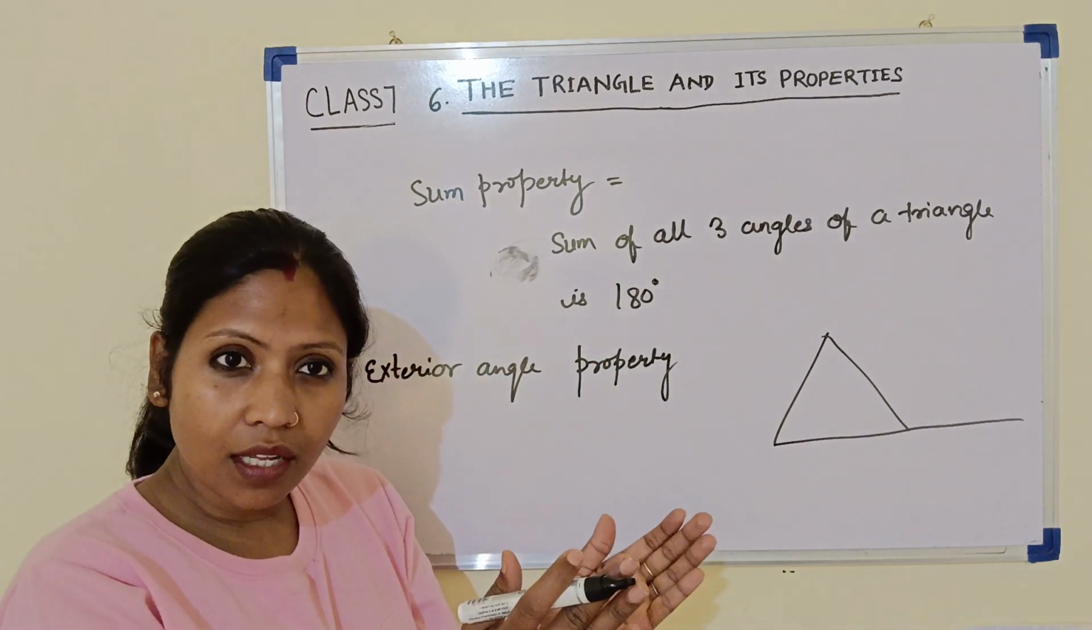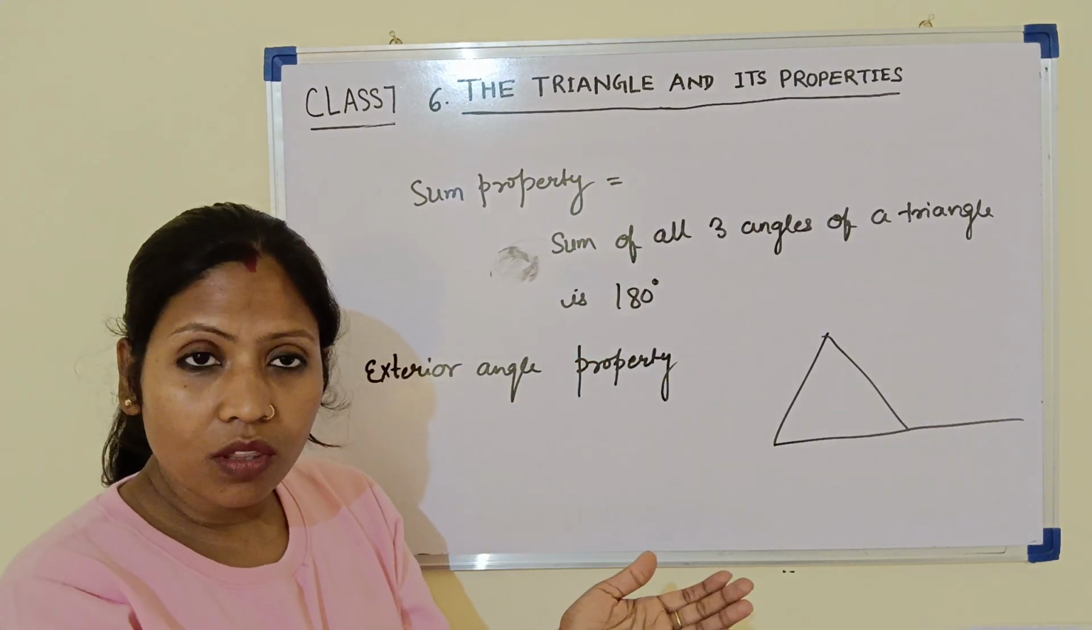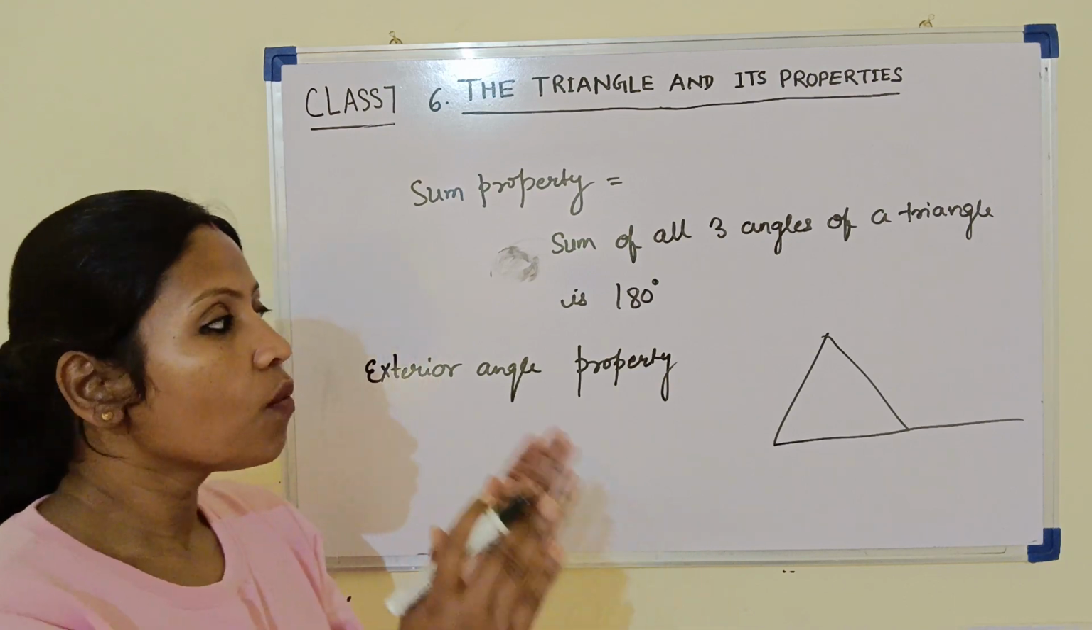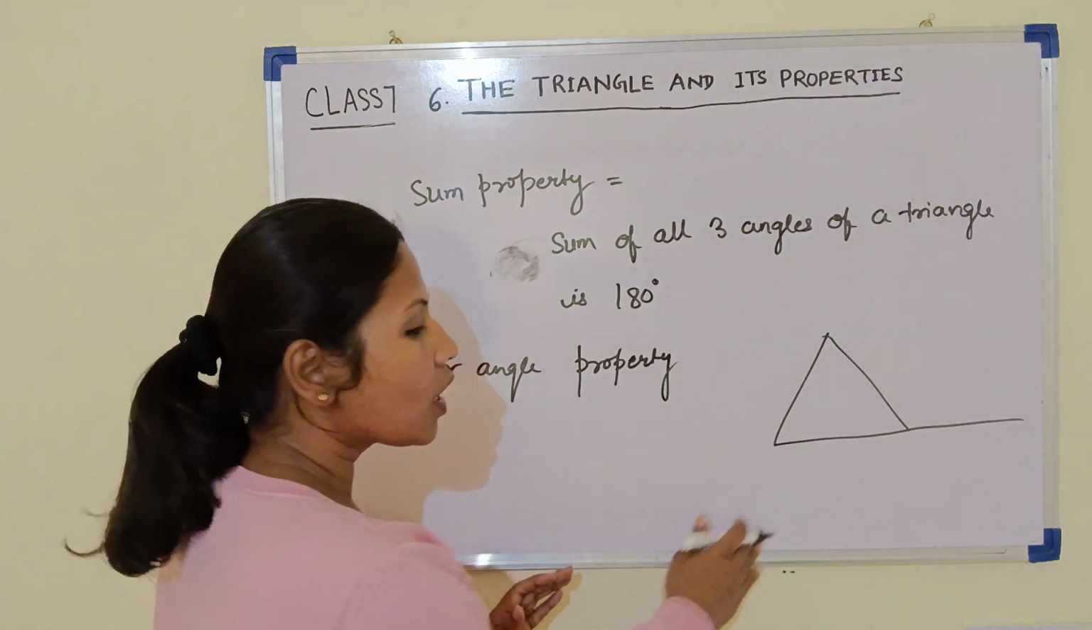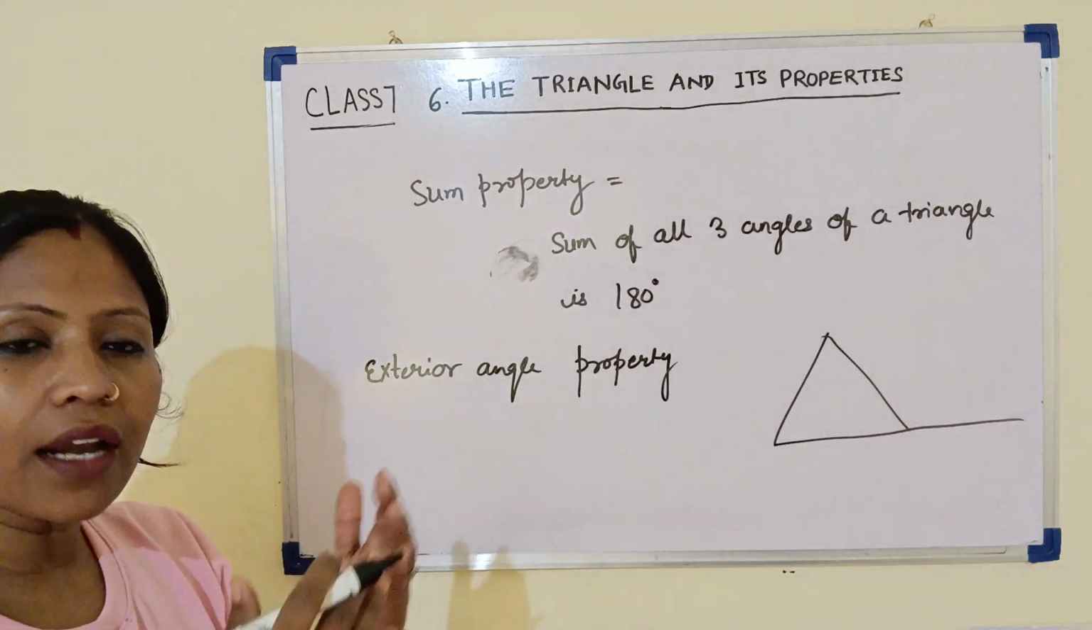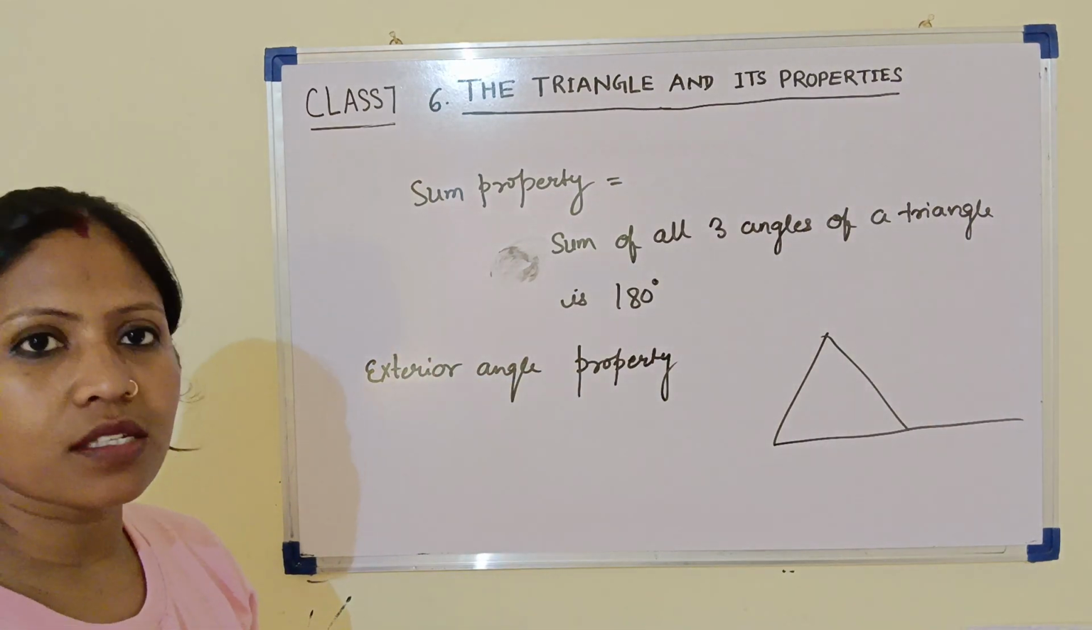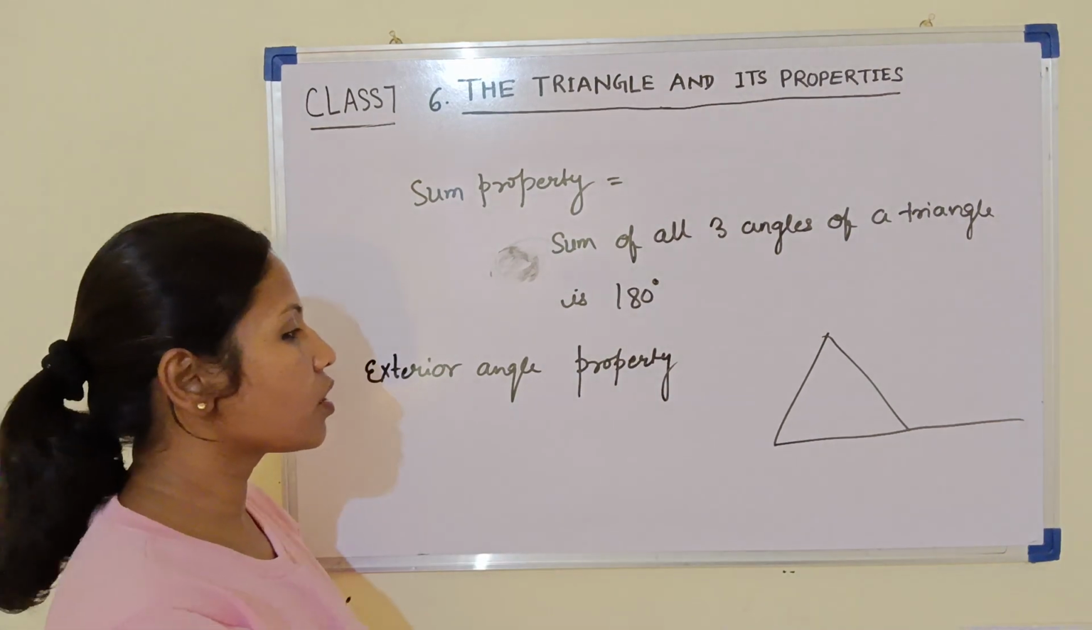All three medians cut at one point. All three altitudes cut at one point. What is the conclusion? Once you understand this, then we will write down the properties, which I'll do in the next class. So first you do the construction here.